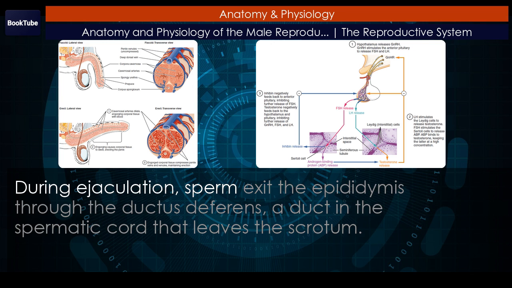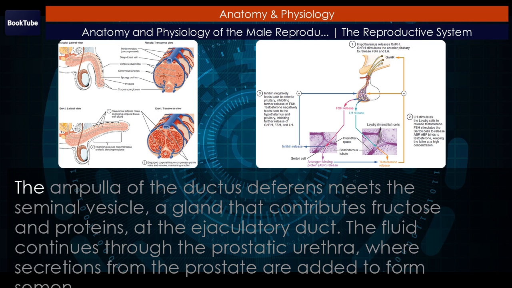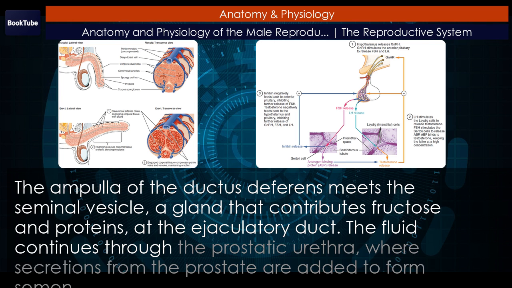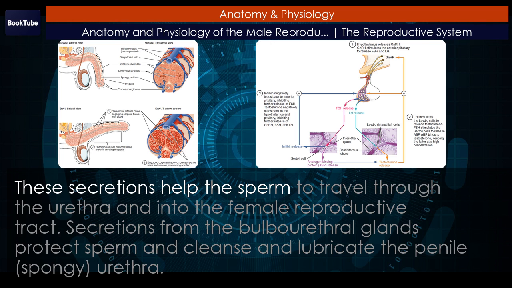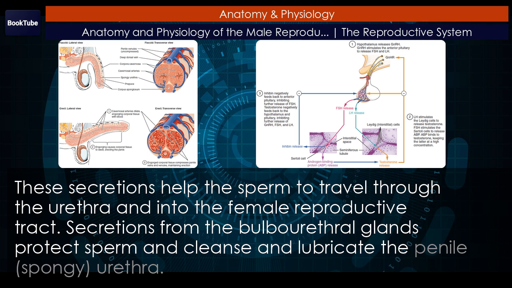During ejaculation, sperm exit the epididymis through the ductus deferens, a duct in the spermatic cord that leaves the scrotum. The ampulla of the ductus deferens meets the seminal vesicle, a gland that contributes fructose and proteins. At the ejaculatory duct, the fluid continues through the prostatic urethra, where secretions from the prostate are added to form semen. These secretions help the sperm to travel through the urethra and into the female reproductive tract. Secretions from the bulbourethral glands protect sperm and cleanse and lubricate the penile, spongy urethra.